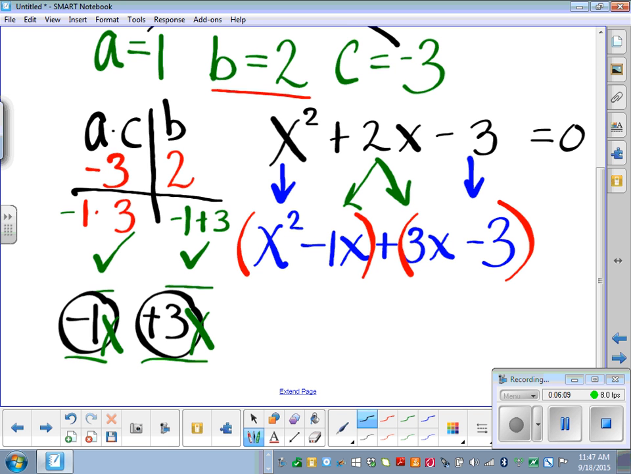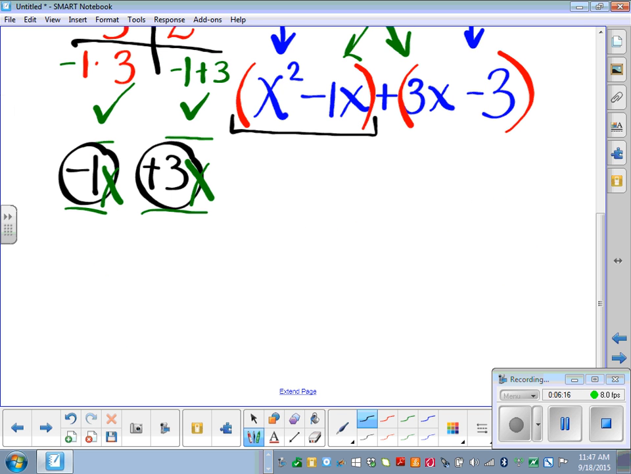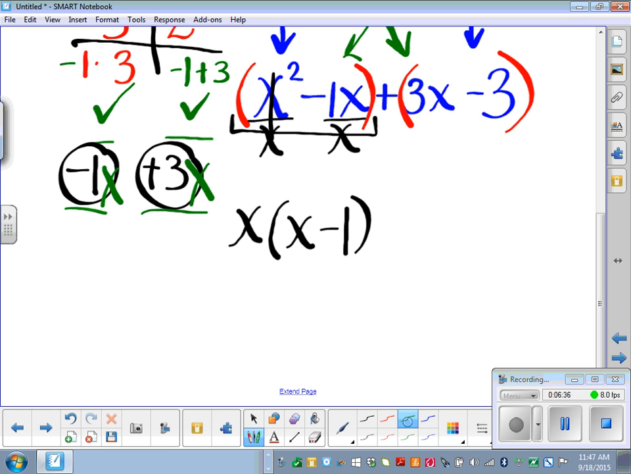Then you look at the first group and factor out everything you have in common. Looking at x squared minus 1x, they both have an x in common. I'm going to pull out an x and write what's left inside the parentheses. If you don't know what's left, go back through and divide each term by x. So x squared divided by x is x, and negative 1x divided by x is negative 1.